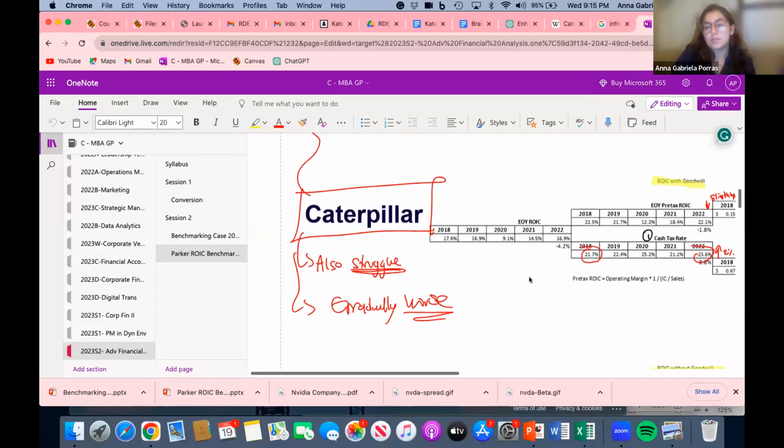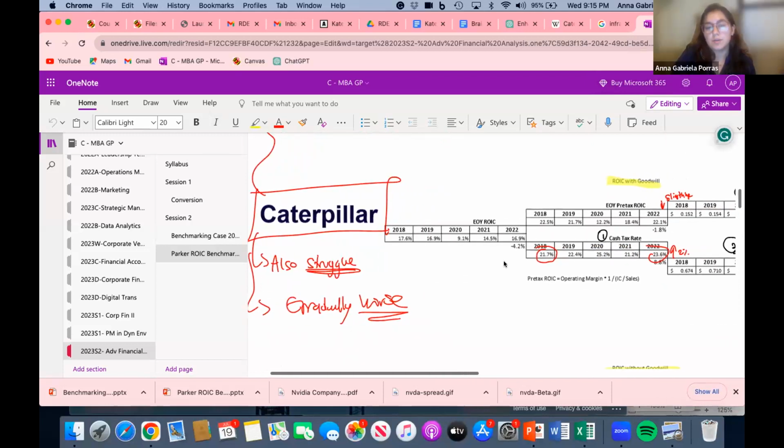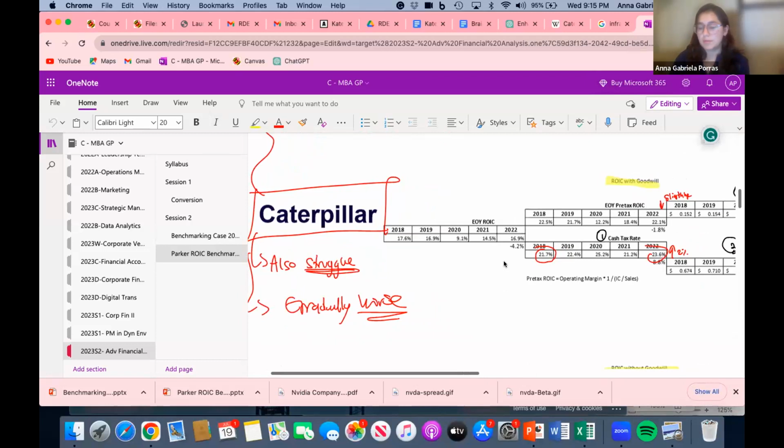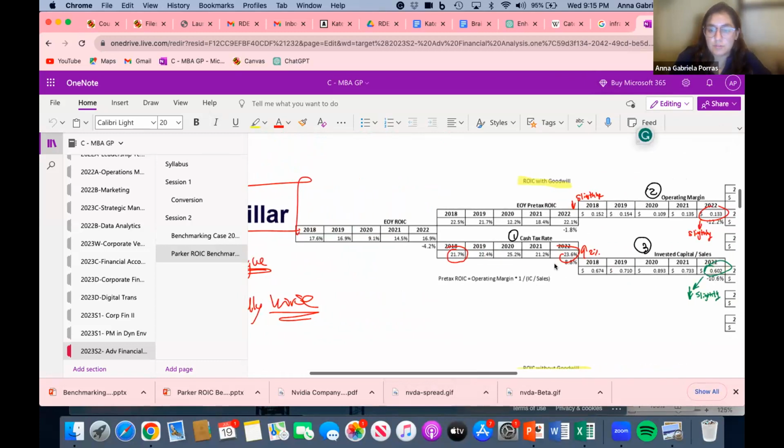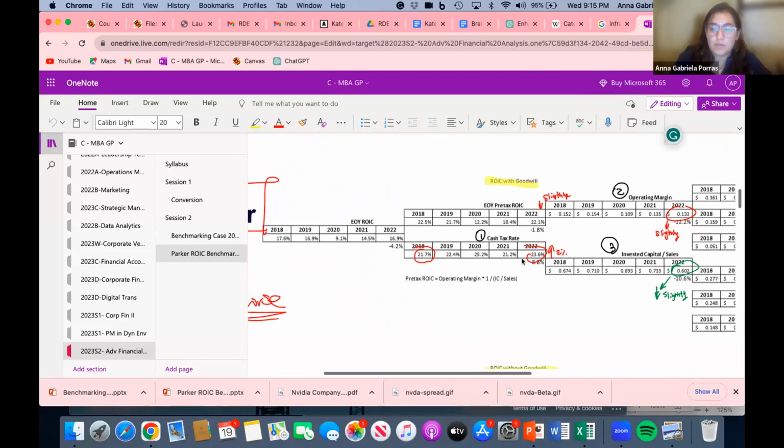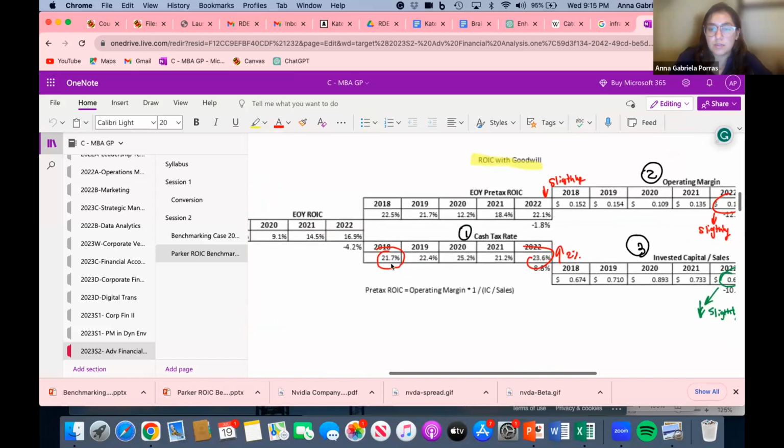So we made some notes here. Comparatively, Caterpillar to Parker, I'd say Caterpillar is doing a little bit better. Parker, like we just looked at, is just a little bit worse. But Caterpillar is just gradually getting worse. Starting off with their tax rate, it actually went up a little bit, 2%, which is interesting.